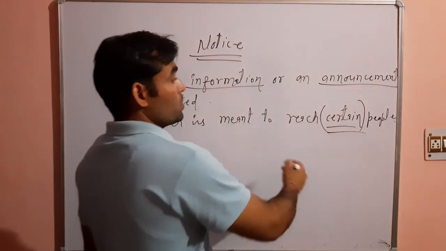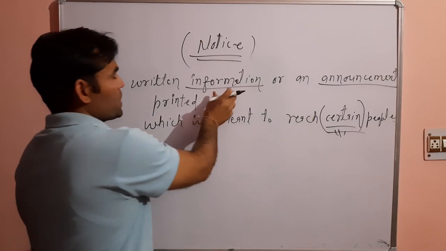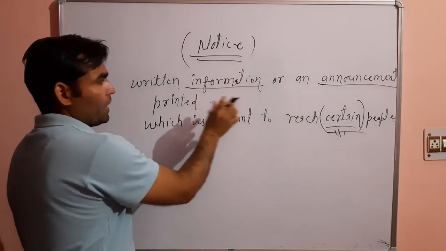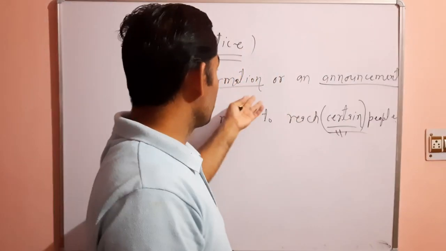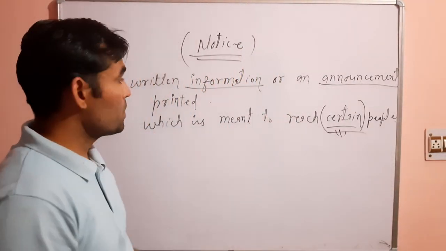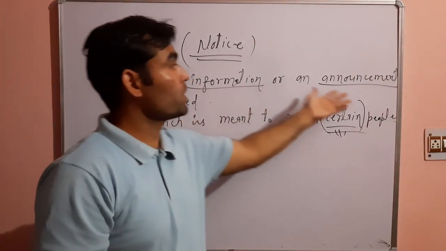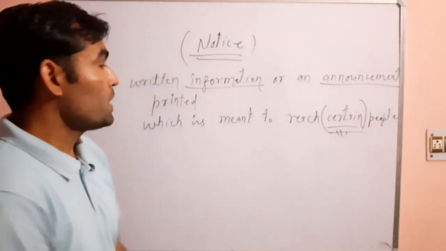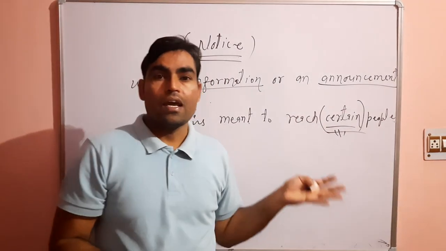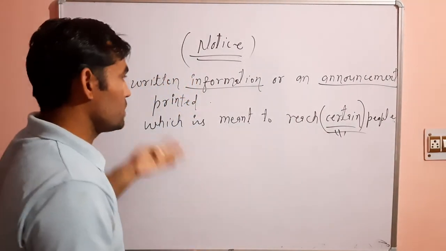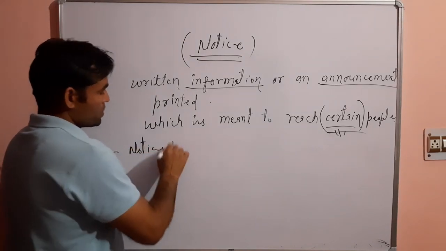Now I tell you about these certain or uncertain people. Notice is information and an announcement, but there are so many other things. Circular is also a type of announcement, or it is also information. In the same way, advertisement is also a type of information, or it is an announcement. Then what's the difference between notice and circular? What's the difference between notice and an advertisement? Now we come to the point. Notice and circular.